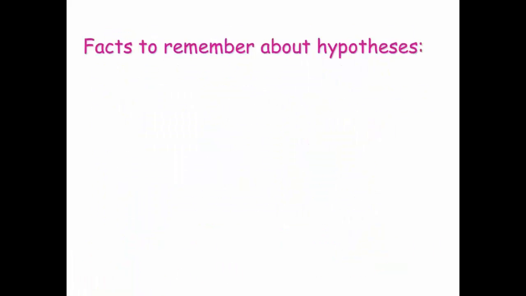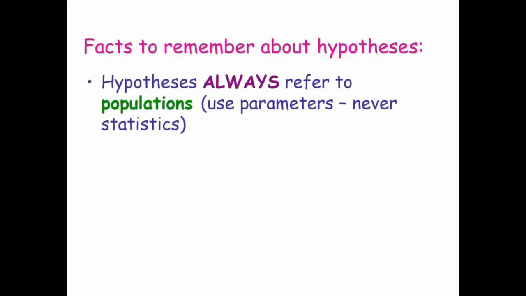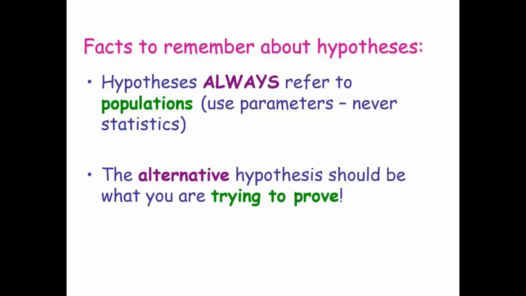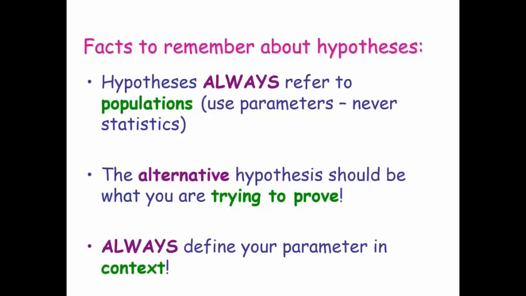Okay, so a couple of statements to remember about hypothesis statements. Hypotheses always refer to populations. In other words, we use parameters, not statistics. The alternative hypothesis is what we are trying to gather evidence on, what we are trying to prove, and we want to make sure we have some sort of statement about context, what the data represents, what the variables represent, as far as in the word problem itself.